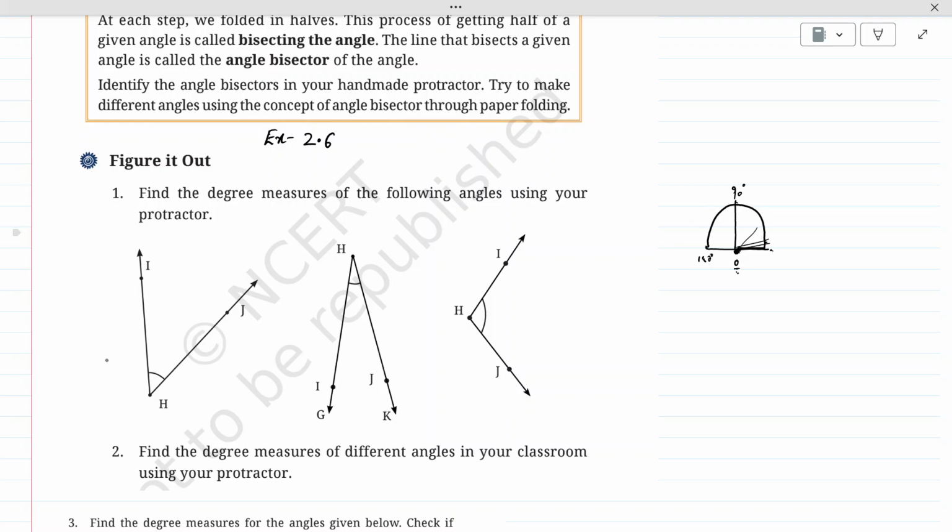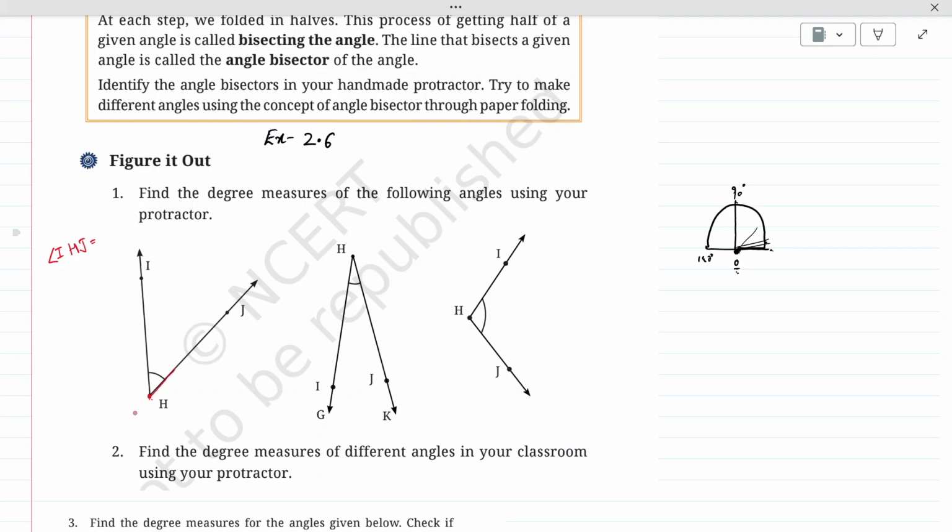So let's start with the first angle here, this one. In this figure, we have to measure this angle IHJ. What we are going to do is keep the center of the protractor here, and we are going to map the lower line of the protractor. There is one line also with this particular arm.